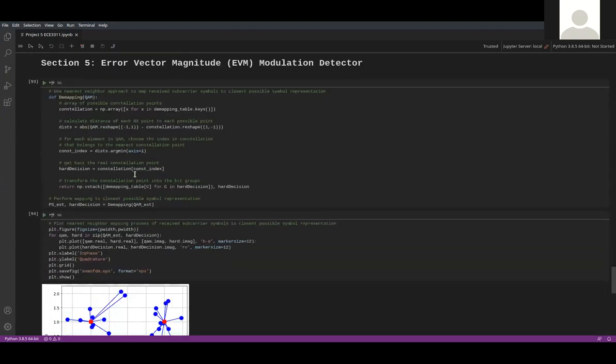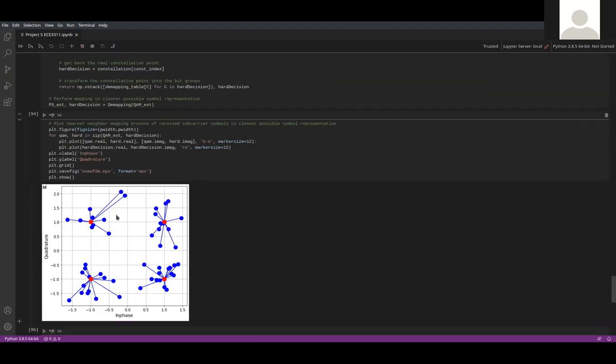What happens is you use EVM. What you do is you effectively say, what's the distance in the IQ? Now that we have a 2D plot, this is very easy, right? We have an x-axis and a y-axis. What's the distance of this point to that possible QAM symbol representation? That point, that point, that point. Choose the shortest distance, and that's what it gets mapped to.